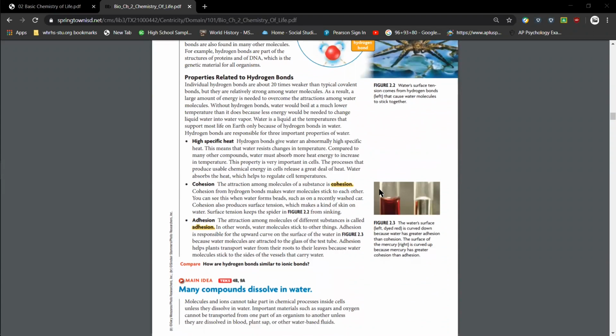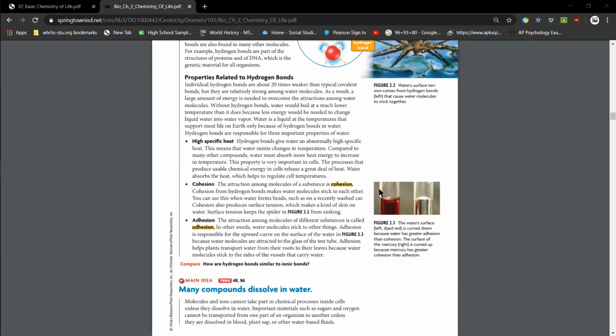The next property is cohesion. Cohesion means that there is an attraction among molecules of a single substance. For example, if you put water next to water, the water will start to connect with each other. That's why we see hydrogen bonding. These hydrogen bonds that are formed between water molecules are cohesion.